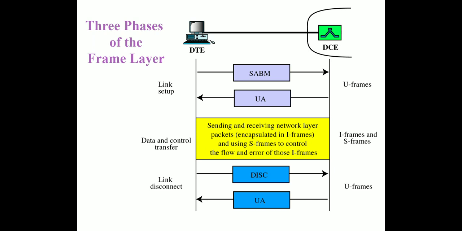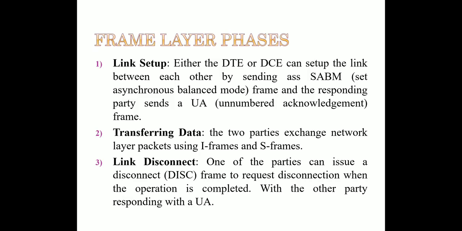So one of the parties has to issue a disconnect request. So a DISC frame is sent. In this case, the DTE is sending the DISC frame and the DCE responds with an unnumbered acknowledgement, and then this link ceases to exist. So this is the example. This is the explanation of what I have just given you.